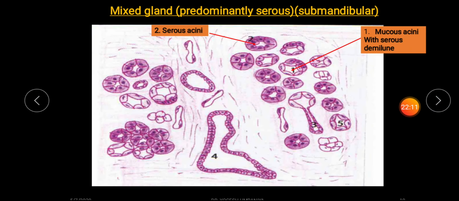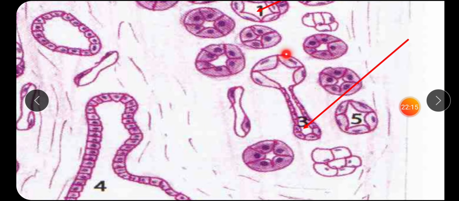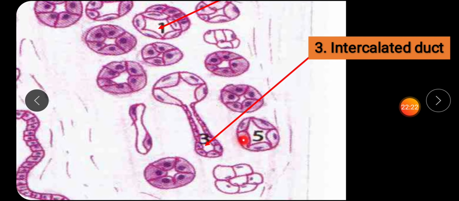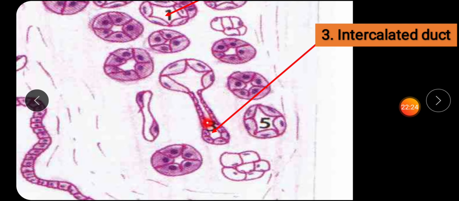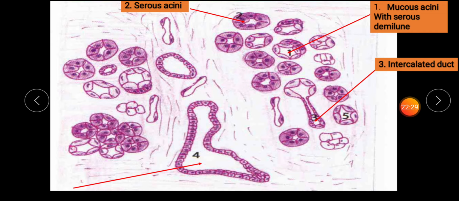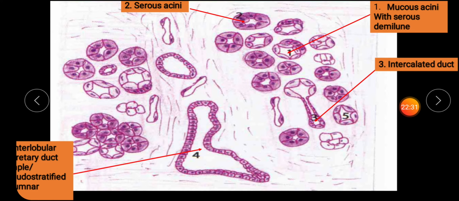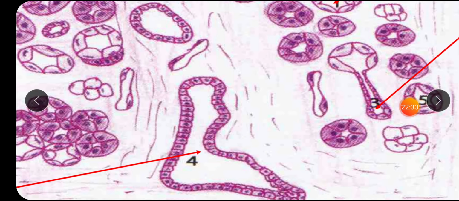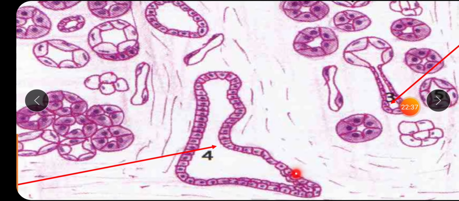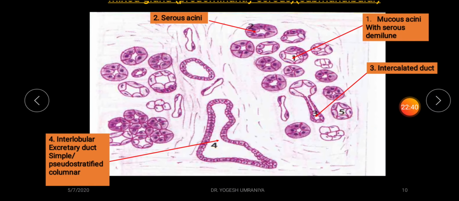And number 3, you can see here one duct again. This is the mucus acini. Coming from this mucus acini, the duct is termed as the intercalated duct. Next one, number 4, that is the interlobular duct, having the simple columnar or the pseudo stratified columnar type of the epithelium.